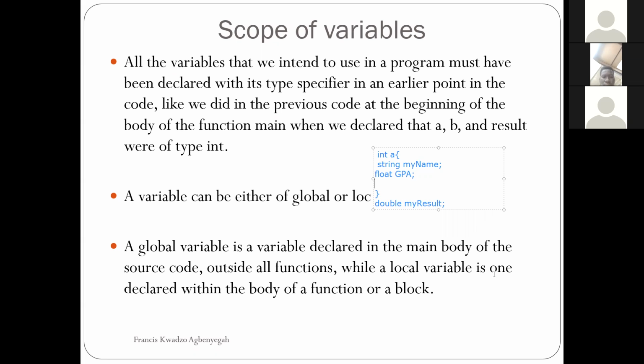So this is what we mean by local and global variables. Your local variables are declared within the body of a function or within a block. If a variable is defined outside of it, or declared in the main body, then it becomes our global variable. So these are the differences between global and local. Local is declared within a function, and any variable declared outside of the function, in the main body, is what we refer to as a global variable.